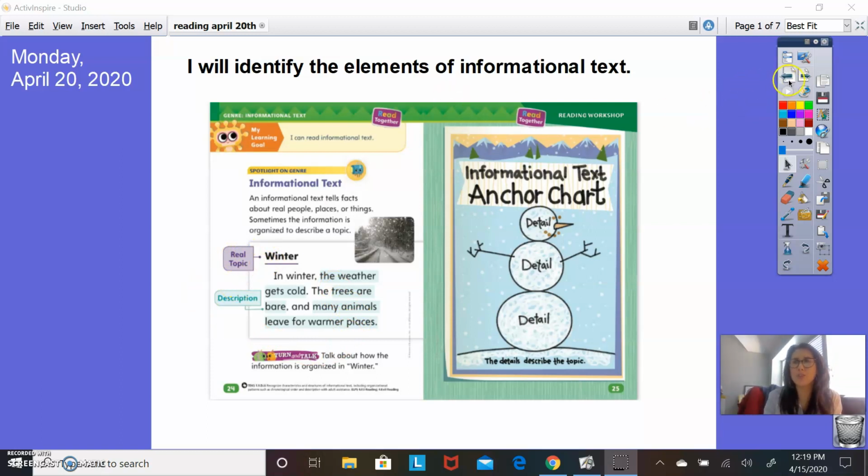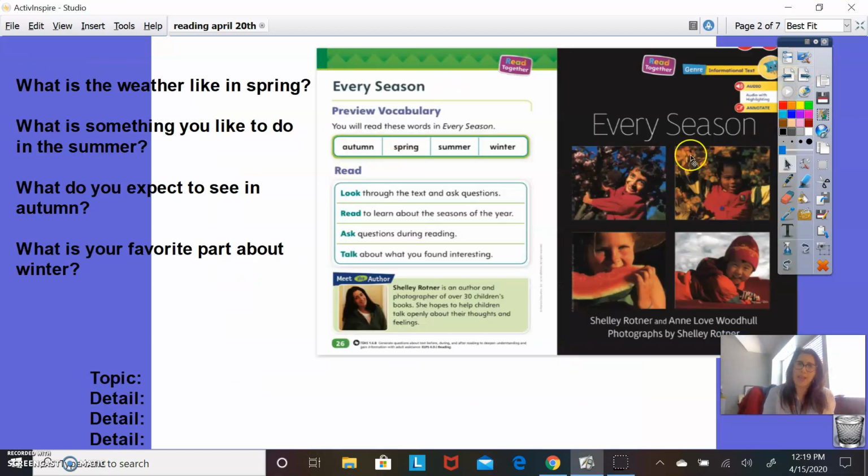We are going to read a book. The book is called Every Season. But before that, let's take a look at some of our vocabulary that we're going to read in Every Season. I have a question for you. What is the weather like in spring?